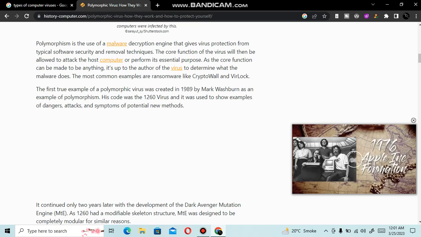As the core function can be made to be anything, it's up to the author of the virus to determine what the malware does. The most common examples are ransomware like CryptoWall and Virus Lock.